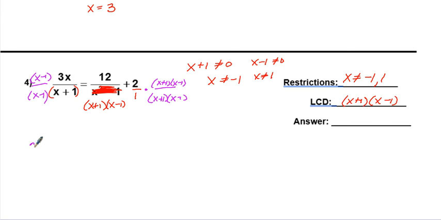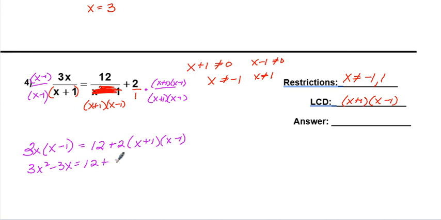So this first part is I've got a 3x being multiplied by x minus 1 equals 12 plus 2 times x plus 1, x minus 1. Now, let's distribute and combine like terms and see what we're working with here. I've got 3x squared minus 3x equals 12 plus 2 times, we know that this FOILed together is x squared minus 1, right? x times x, x times negative 1, x times positive 1, and 1 times negative 1. So that's what that is.